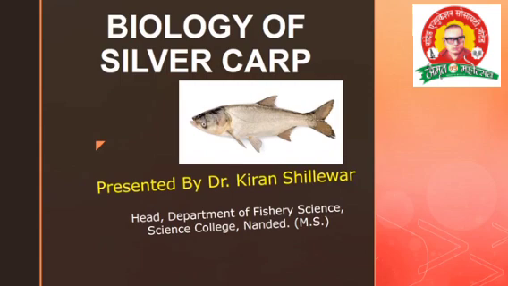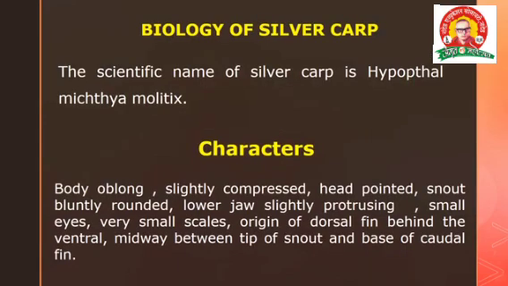One example of exotic carp is the silver carp, which is exotic, meaning its native is a foreign country, and it was introduced in India for commercial purposes in the year 1960 or 61. First of all, about the biology of silver carp. The scientific name is very important. The scientific name of silver carp is Hypophthalmichthys molitrix. In the examination, they can ask the scientific name of silver carp.